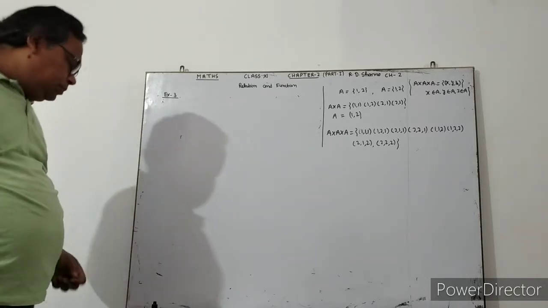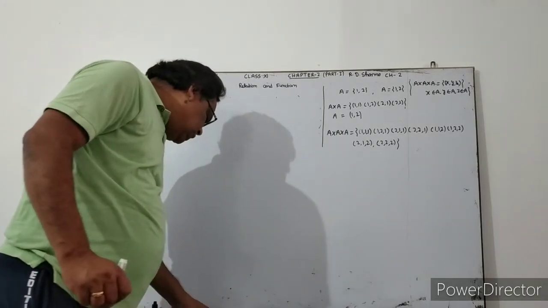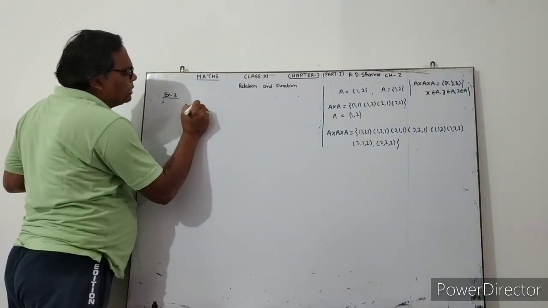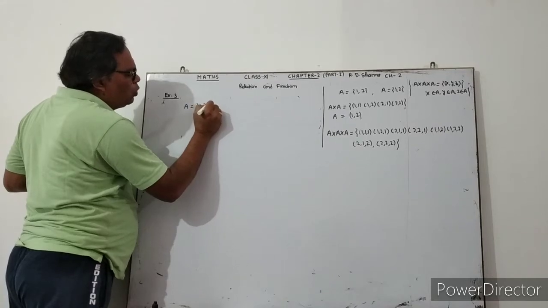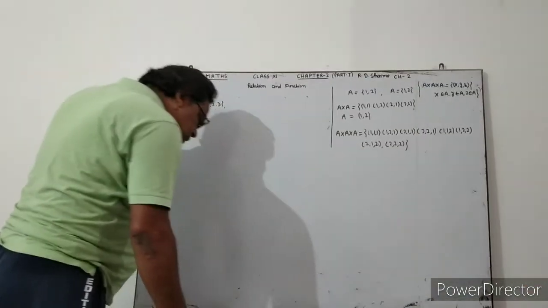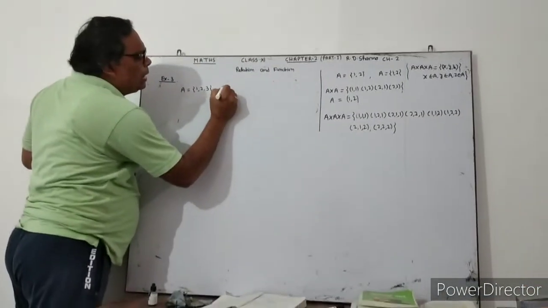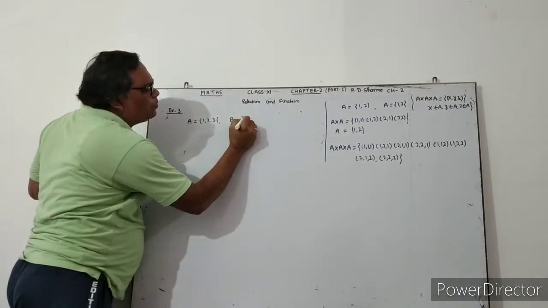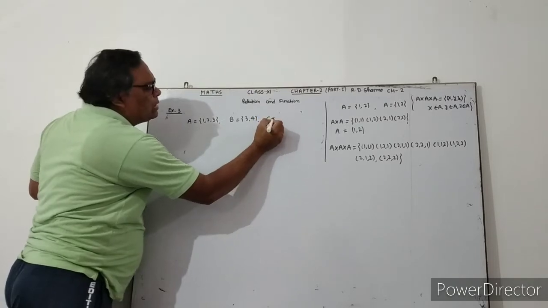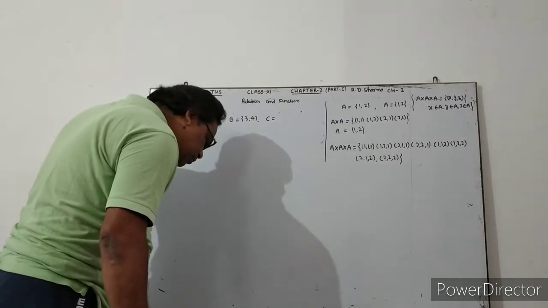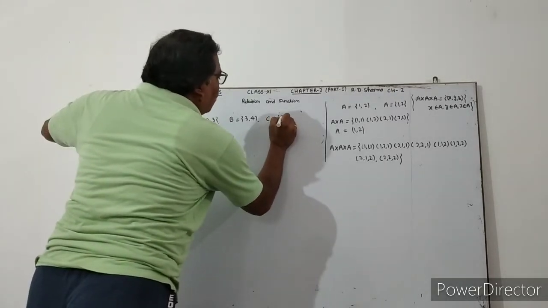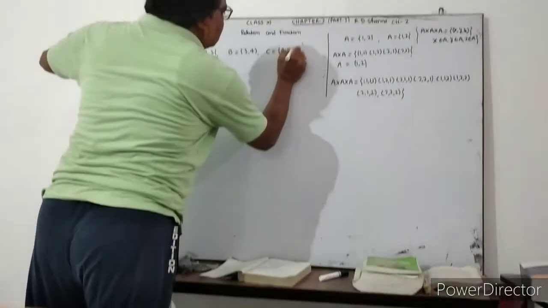Here A is 1, 2, 3. They have given A is 1, 2, 3 and B is 3, 4 and C is 4, 5, 6. C is 4, 5, 6.